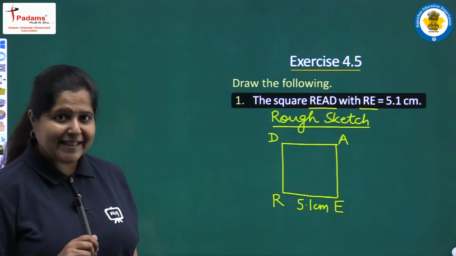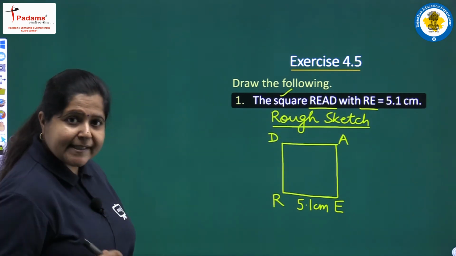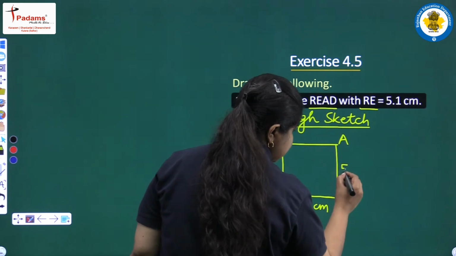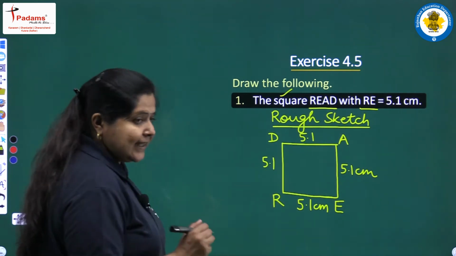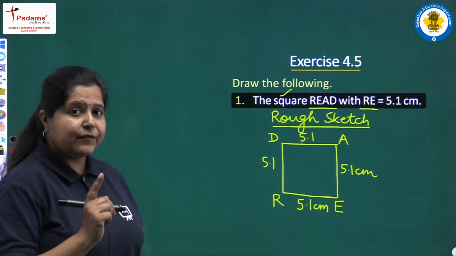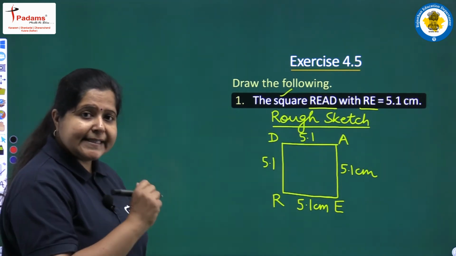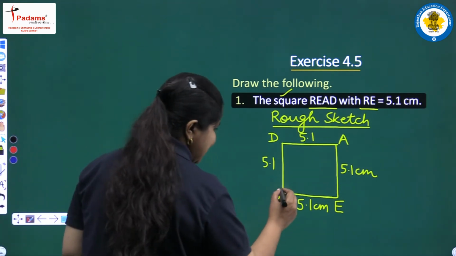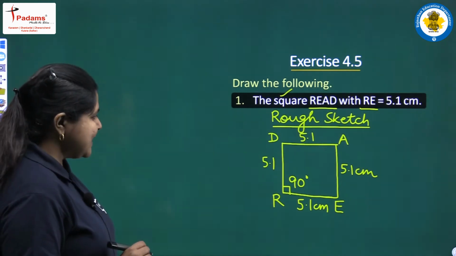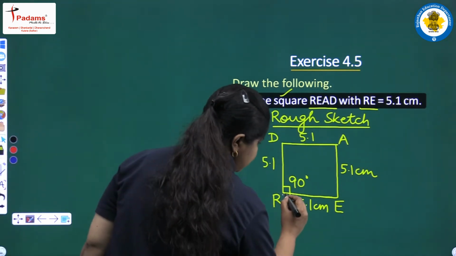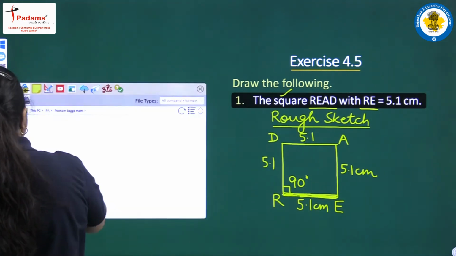Again only one measurement has been given, and we will use the property of a square which says all the 4 sides are equal. So let us mark all these 4 sides equal to 5.1 centimeter. This is also 5.1. And one angle is also required for construction of a unique square. And what do we know? In a square, each angle measures 90 degree. So this angle will be equal to 90 degree. Okay. With this, we will start the construction. First of all, we will draw this line segment RE of length 5.1.